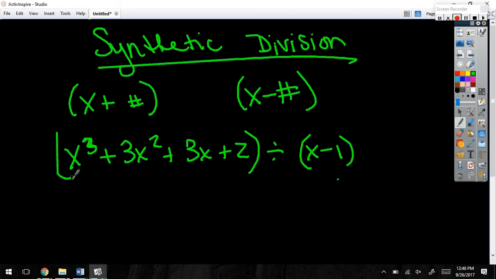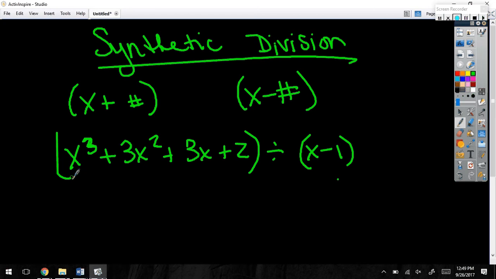If the x has a coefficient or an exponent, this does not work, okay? If this second one has an exponent on the x or a coefficient on the x, this does not work, okay? All right, so that's the first thing, we have to be able to recognize.